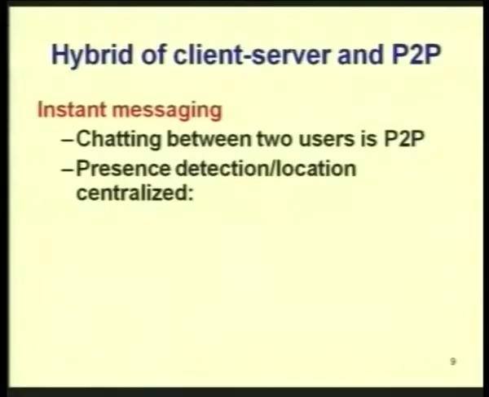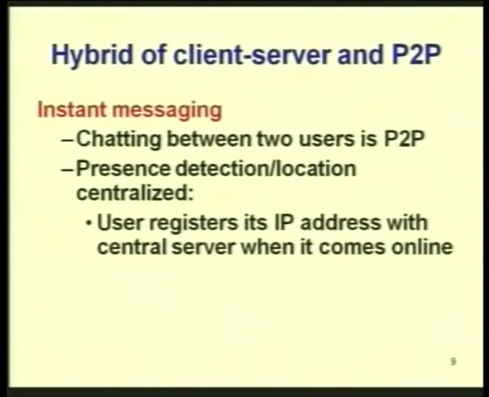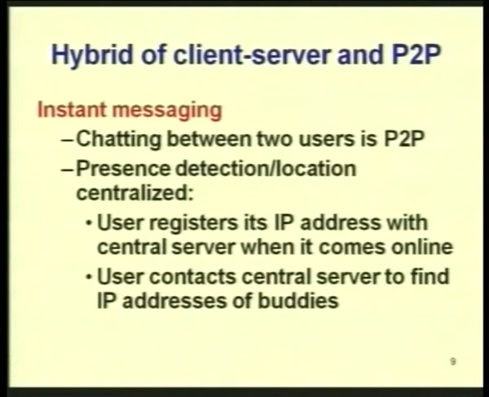So, if you look at messaging, typically what we do is chat with our friends using the instant messaging service that is available. Chatting between two users is typically done using P2P, but the presence detection, that is detecting the presence of a person, location, all these are centralized. The users register their IP addresses with a central server when they come online, and the user contacts the central server to find the IP addresses of their friends or buddies. Once they have contacted, then it is a P2P connection that takes place, but otherwise it is a centralized connection. So, this is an example of how you could use both a client server and a P2P model together.